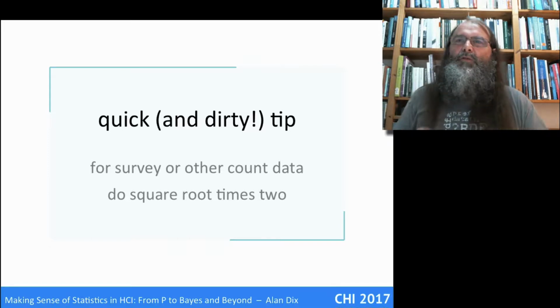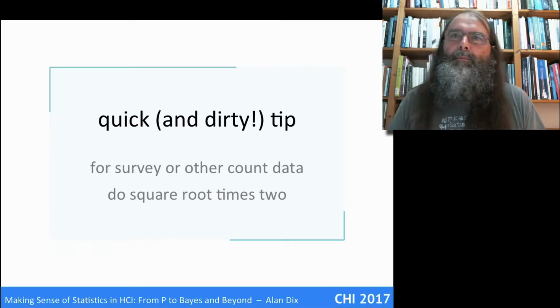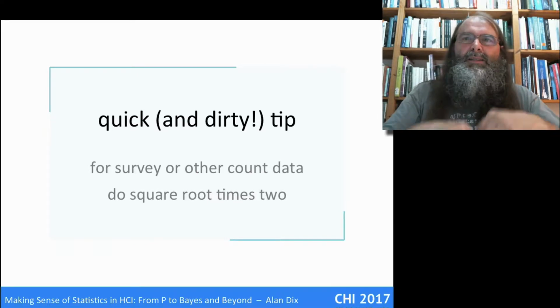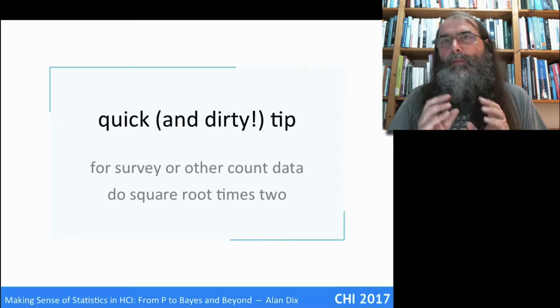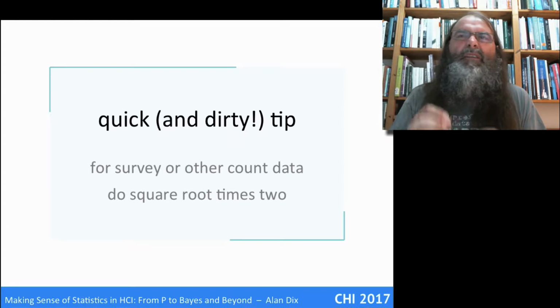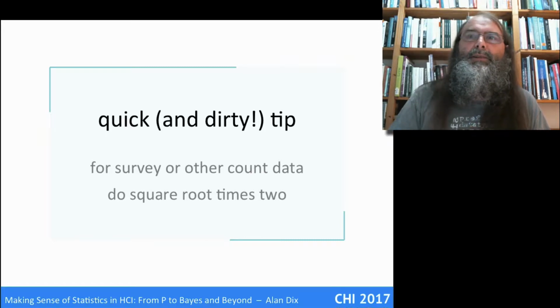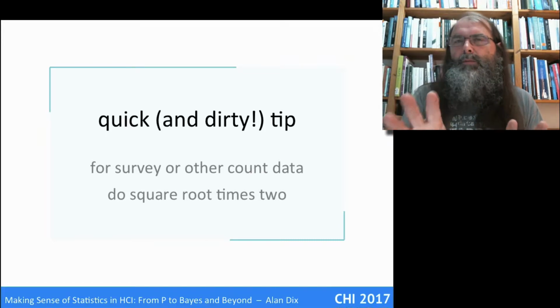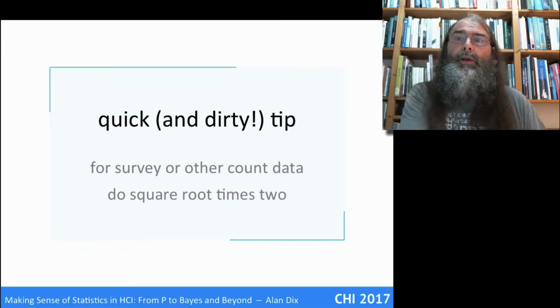What I'm going to do now is give you a quick and dirty tip. We talked a little bit about some of the ways in which things can be really wild and random. I want to talk about a way of estimating that for particular kinds of data, and it's a rule of thumb that I use quite a lot. It's a little bit mathy, but I hope not too much, and it might give you a bit of a feel when you see real data.